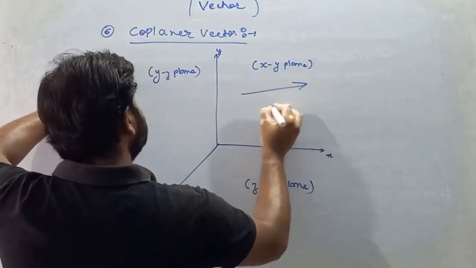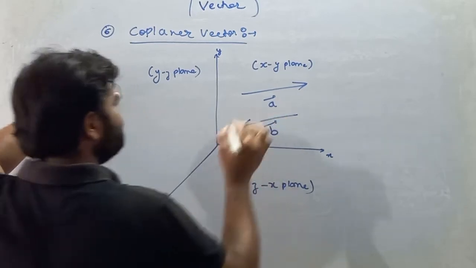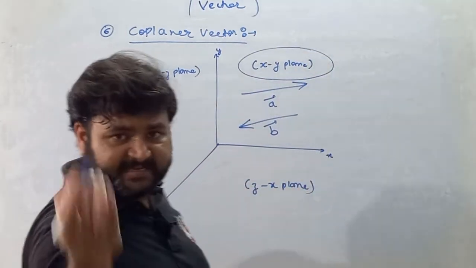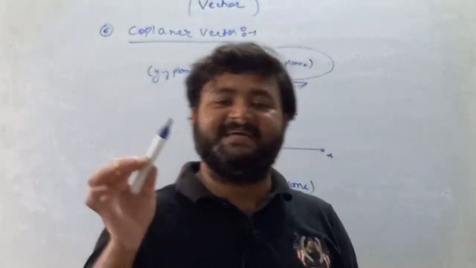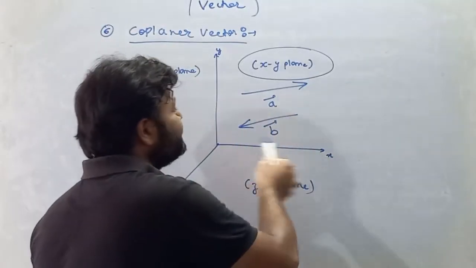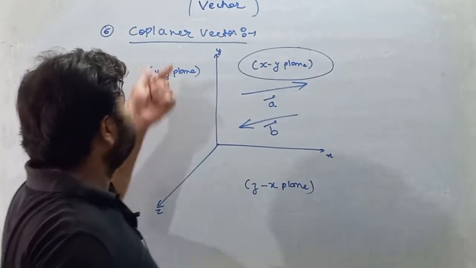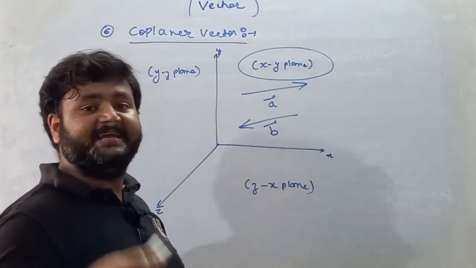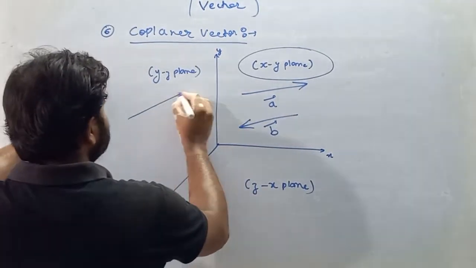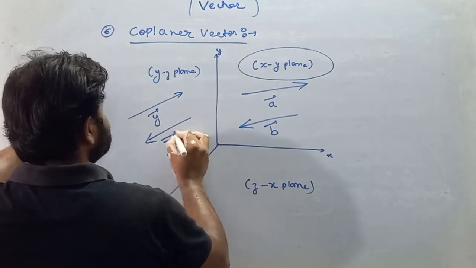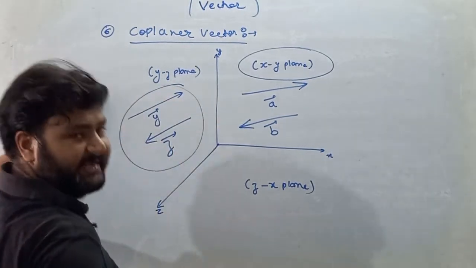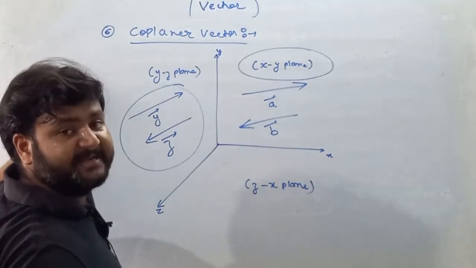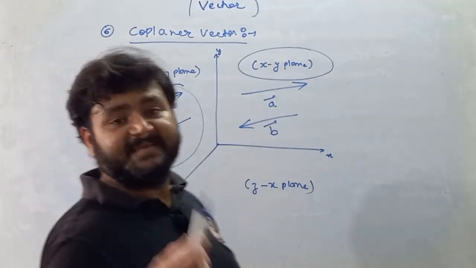So my dear student, if we have two vectors, let's suppose a vector and b vector. These two vectors lie in xy plane, or we can say these two vectors lie in same plane. Then we'll say these two vectors, that is a vector and b vector, are coplanar vectors, because these vectors lie in same plane. Or we can say, let's suppose we have y vector and z vector. See, y vector and z vector again lie in yz plane. So we'll say y and z vectors are coplanar vectors, because these two vectors lie in same plane.